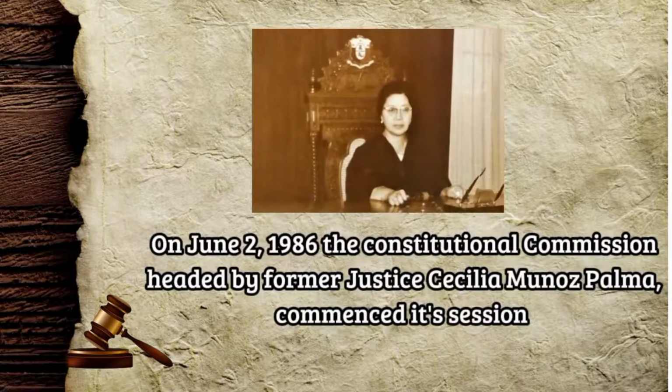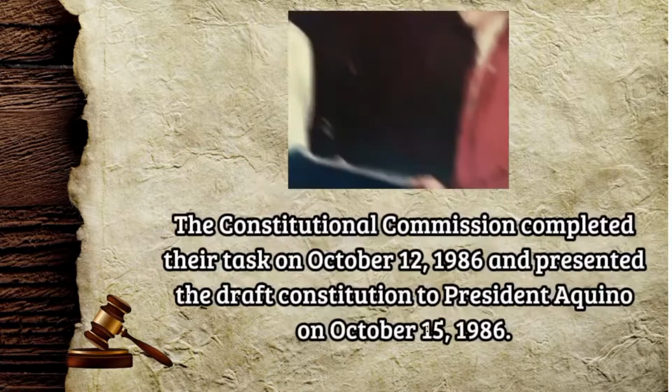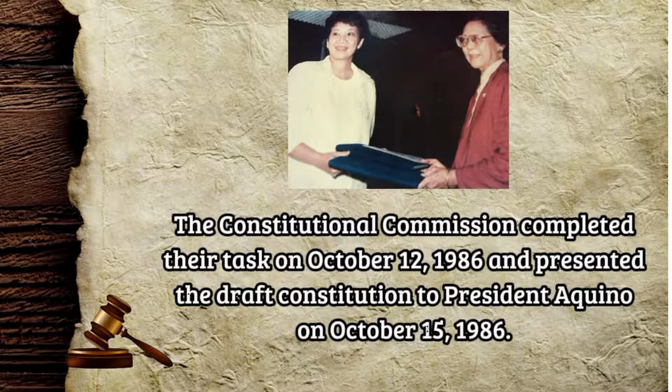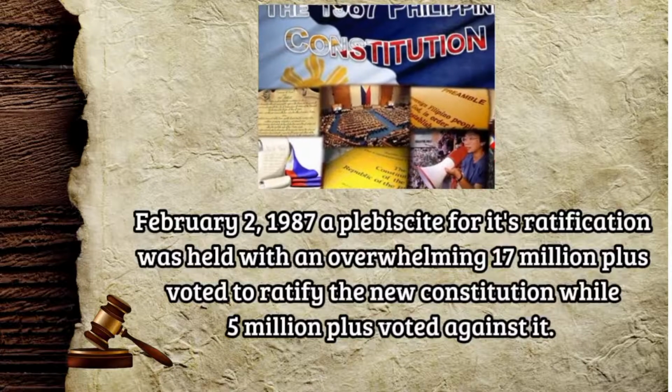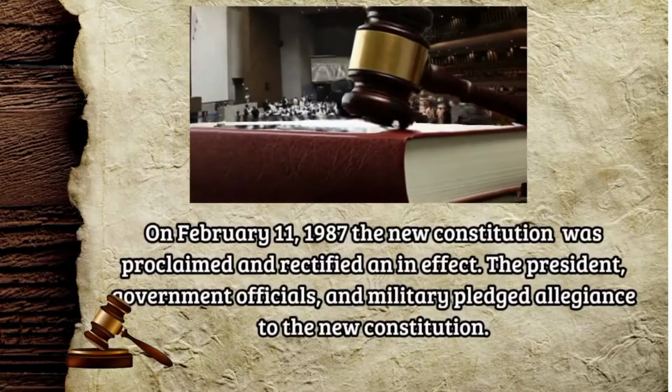On June 2, 1986, the Constitutional Commission, headed by former Justice Cecilia Muñoz Palma, commenced its session. The Constitutional Commission completed its task on October 12, 1986 and presented the draft constitution to President Aquino on October 15, 1986. On February 2, 1987, a plebiscite for its ratification was held, with an overwhelming 17 million plus voting to ratify the new constitution while 5 million plus voted against it.